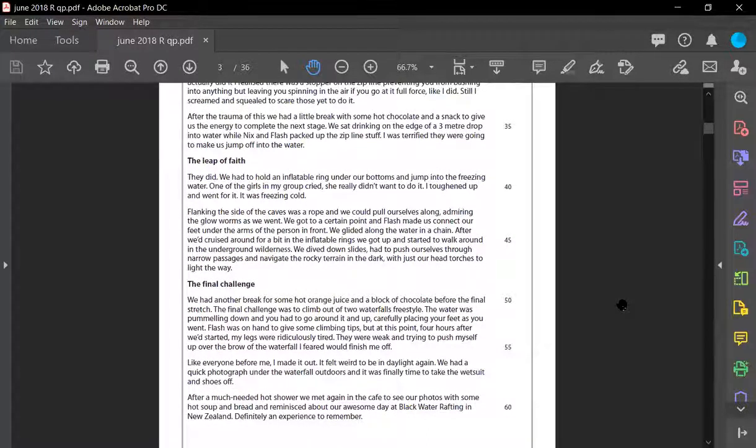Flanking the side of the caves was a rope, and we could pull ourselves along, admiring the glow worms as we went. We got to a certain point, and Flash made us connect our feet under the arms of the person in front. We glided along the water in a chain.